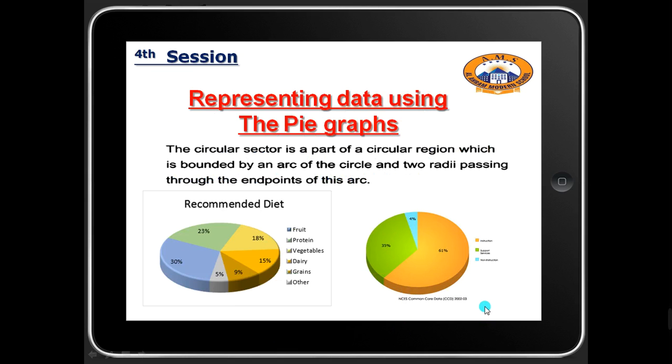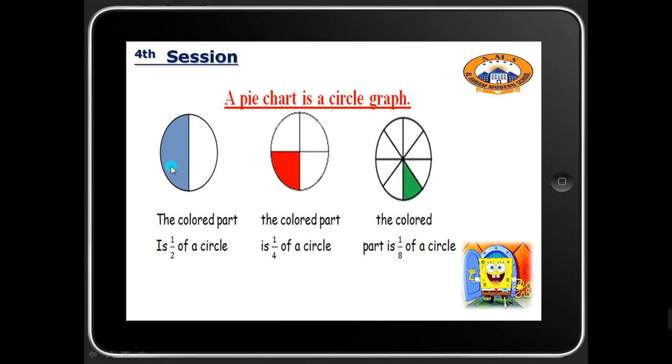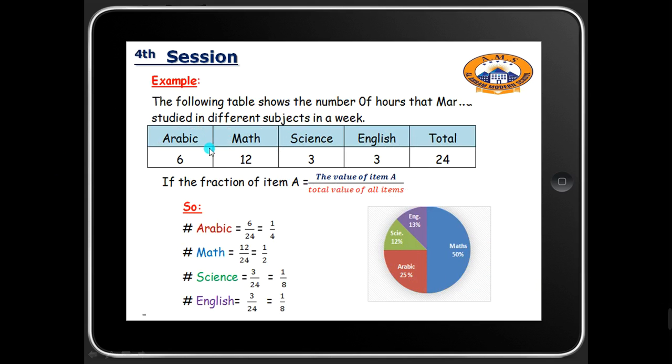Okay, this is the last thing that I'm going to revise: represent the data by using the pie graph. Here we use the pie graph, which is a circle, and I can divide it into parts. This is half of the circle, this is a quarter of the circle, and here is 1/8 of the circle. So if I give you an example like this, this is the number of hours that a student studied in a week. They studied 6 hours for Arabic, 12 for math, 3 hours for science, 3 for English, and the total here is 24.